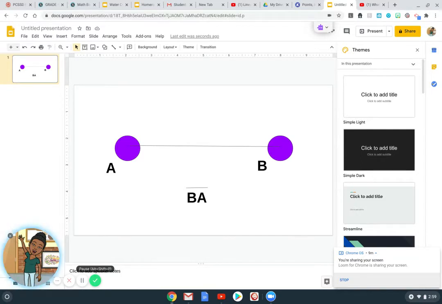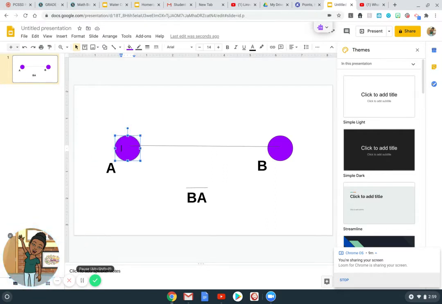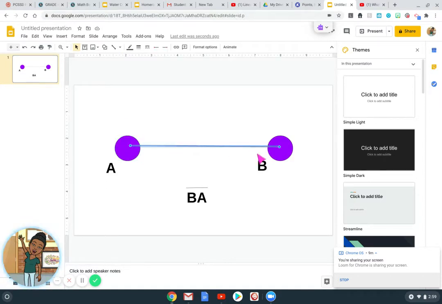These are two ways of naming a line segment by its endpoints. Remember, our circles are called endpoints. Both names, AB or BA, refer to the same segment. How would you describe this line segment to someone who has never seen one before? We could describe it as straight and thin. It has a beginning and an end.